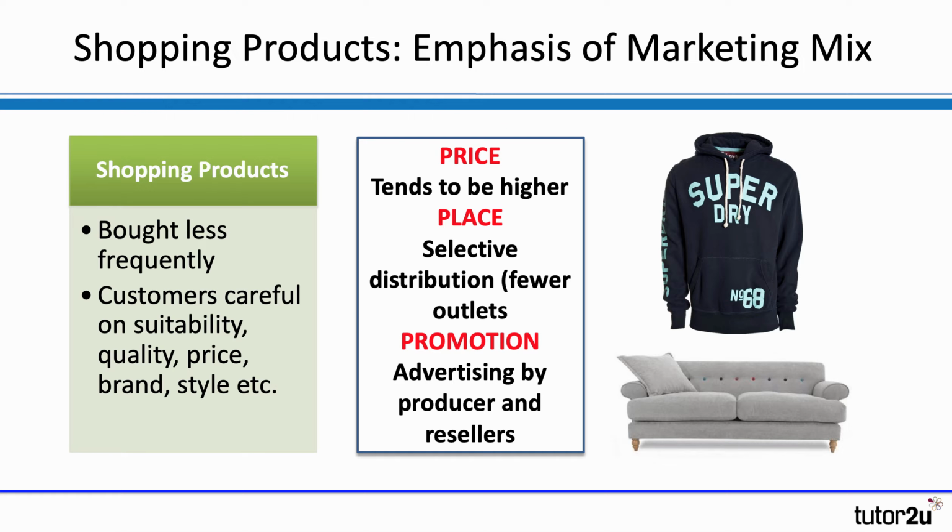Well, we need to spend a bit more time, and we do spend more time on shopping products because we buy them less frequently. Clothing, household items like furniture, and here we tend to be more concerned and more selective in terms of the quality, perhaps the brand, and the price that we pay. And therefore, shopping products tend to be higher priced than convenience products, and you'll find them in relatively fewer outlets. Distribution is less widespread. The key with promotion is widespread advertising by both the producers and the retailers.